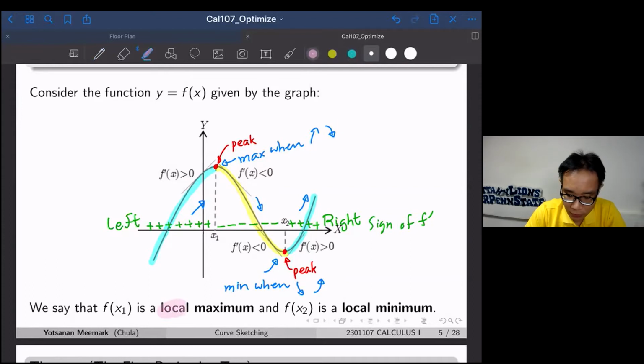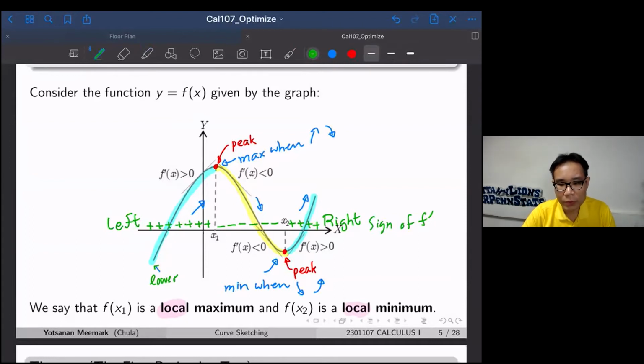Why do you just say local in this case? Because you see that this point is not the minimum, since you have something lower. This one is lower, so it's not the minimum globally, it's not the minimum over the whole graph. So this one will be just a local minimum.